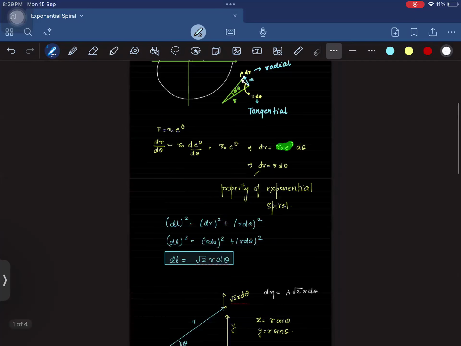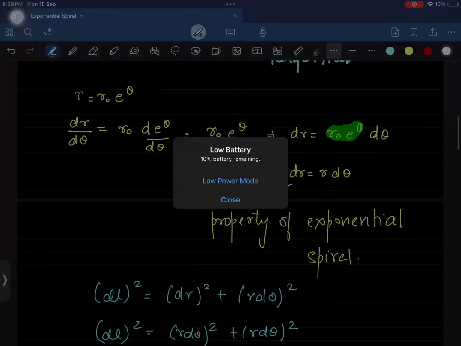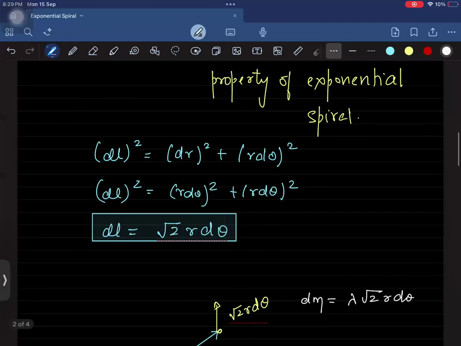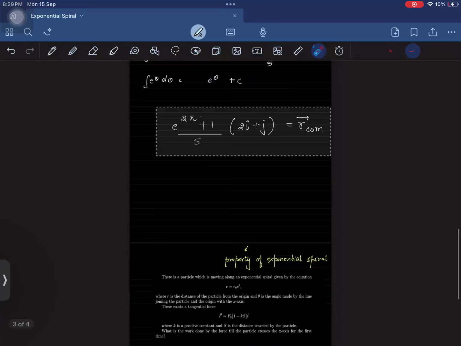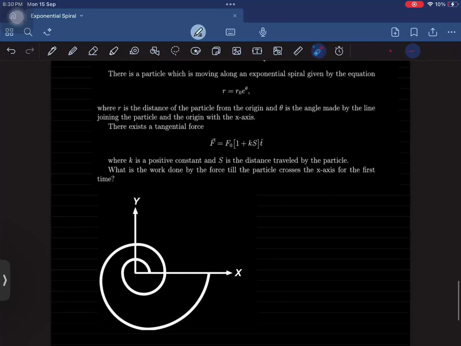So to recap, the most important takeaway from this question is that dl is equal to root 2 r d theta. And if you understood this question, you should try this question as well. You can read this question, pause the video and attempt it, and then we'll start discussing this in a while. Hoping you have attempted this question.